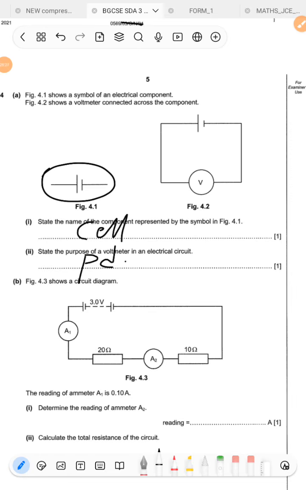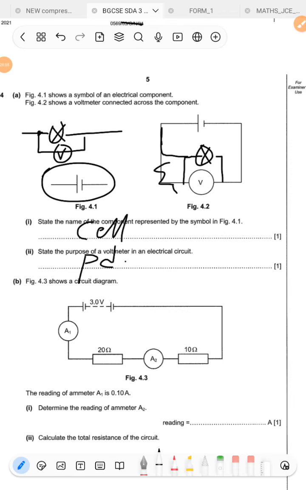So let's say you have the voltmeter connected to something. Let's say it's connected to a light bulb. Maybe let me just draw it here. So you have a light bulb here, and then you connect a voltmeter here.